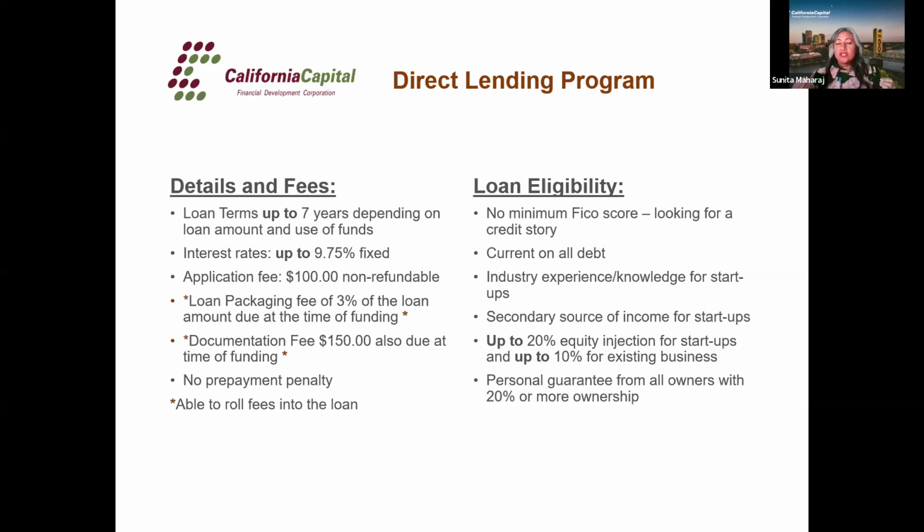Industry experience and knowledge for startups is required. So if you have a startup, and there's quite a few of you in this group, which is fine, you can still get lending, but you would need industry experience and knowledge. We can go into more specifics later on in regards to that. Also, you'll need a secondary source of income for a startup, and we'll go into that a little bit more as well. And then up to 20% equity injection for startups. As I stated before, the equity injection is expected by lenders. So ours is up to 20%. And that would be your savings, or if you were given money by family or friends, you can use that money as well. And then you would need to personally guarantee the loan, meaning the business is going to take the loan, but you're personally guaranteeing that if the loan cannot be paid by the business, you would be able to pay this loan off.